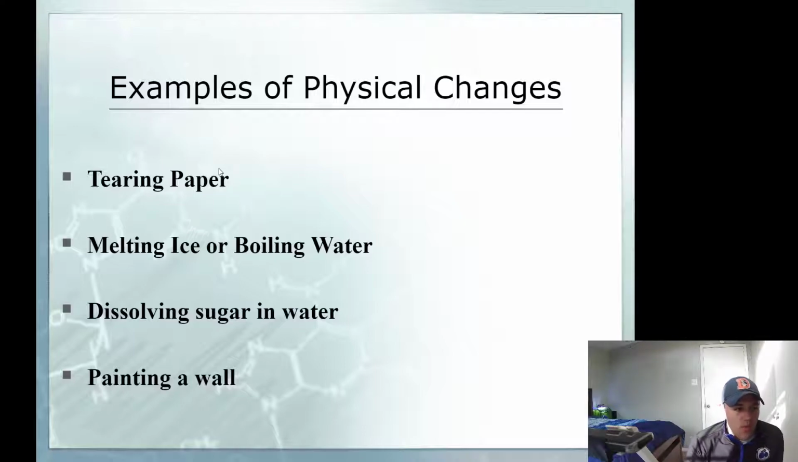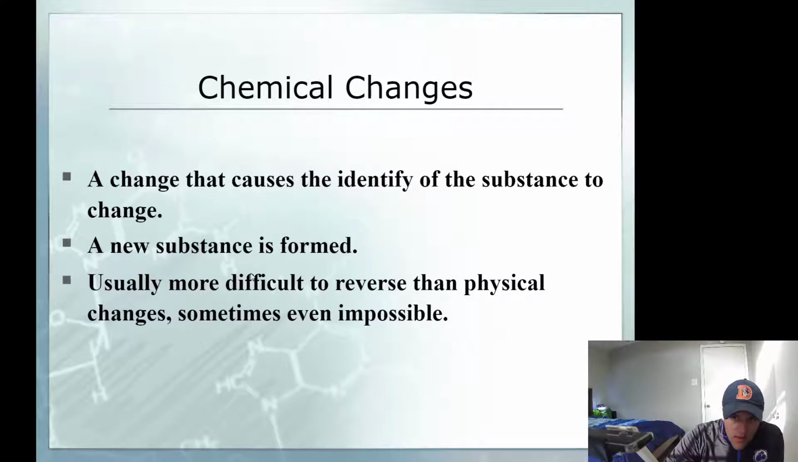And then painting a wall. You're changing the color of it. You're not making anything new. The paint is still paint. You know, the wall is still the same wall that it was before, just a different color. Physical changes. All right. Chemical changes, on the other hand, change the identity of the substance.